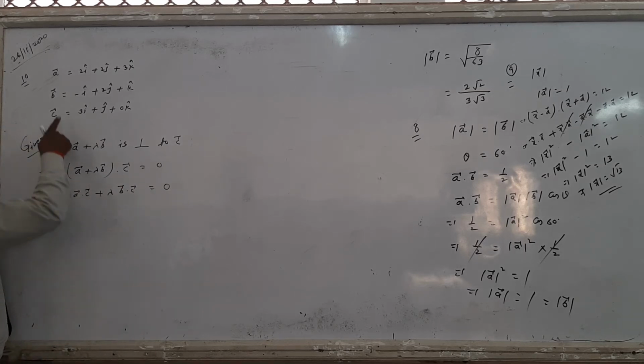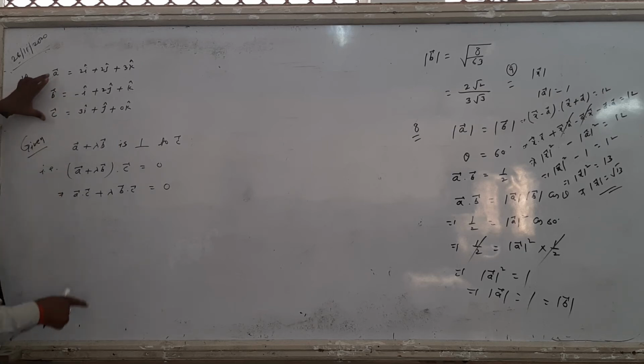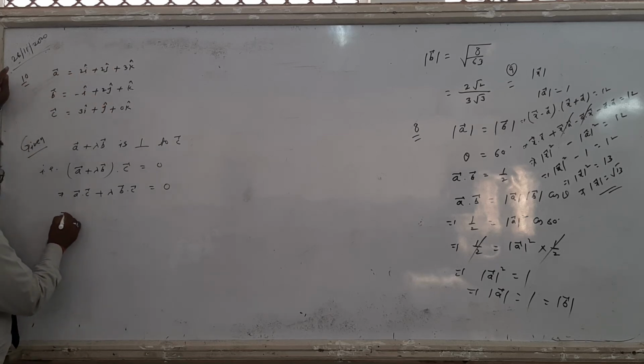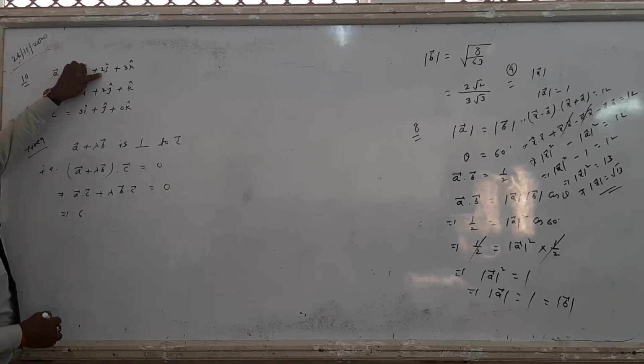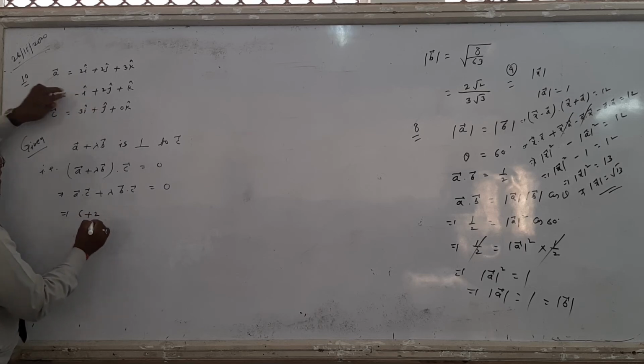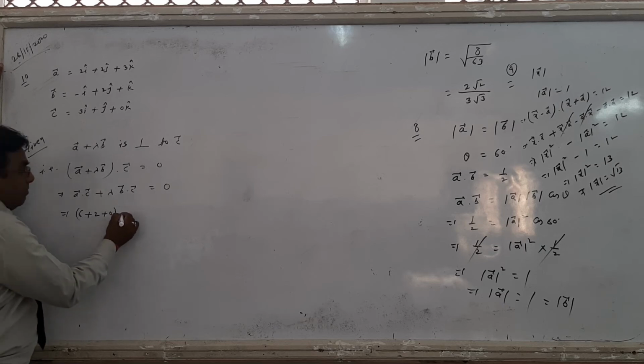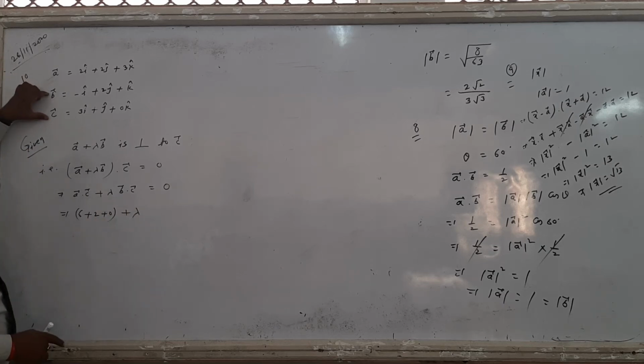Now a dot c: vector a is given, vector c is given. What is the dot product? Everyone knows how to take a dot product: i with i, j with j, and k with k. Then 2 threes are 6. So the value of a dot c is 6: 2 times 3 is 6, 1 times 2 is 2, and 3 into 0 is 0. This is the value of a dot c. Plus lambda b dot c, b and c.